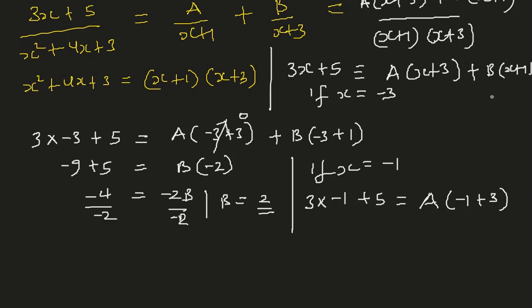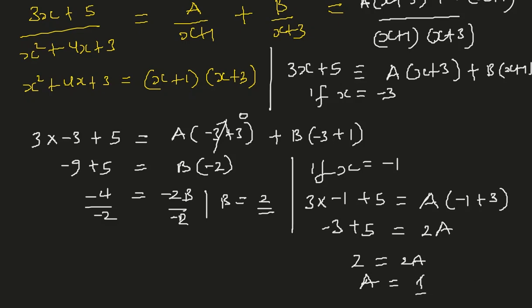Plus a times 0, because this one goes to 0 when we substitute -1. So when we simplify, this will be -3 plus 5 equals 2a. So what we have here is 2 equals 2a. On dividing both sides, we end up with a as 1.